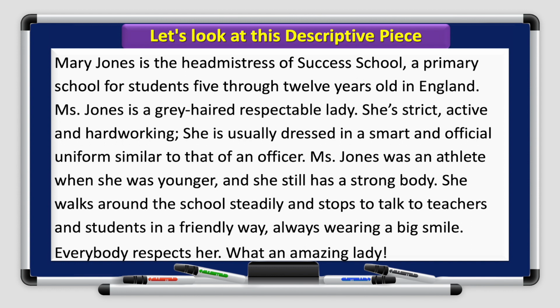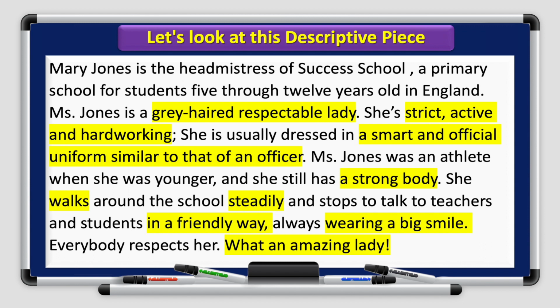What an amazing lady. Do you see how this paragraph is filled with adjectives and details? So let's look at some of the details together. She is described, her physical appearance, as a grey-haired, respectable lady. What about her personality? She's strict, active, and hardworking. She is smart also, and she is actually dressed. Now they're describing how she is dressed, the outer look, as in a smart and official uniform, similar to that of an officer. Do you see how we compared her appearance to that of an officer?